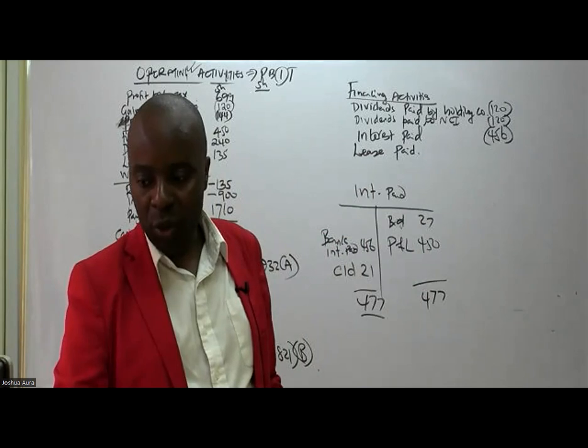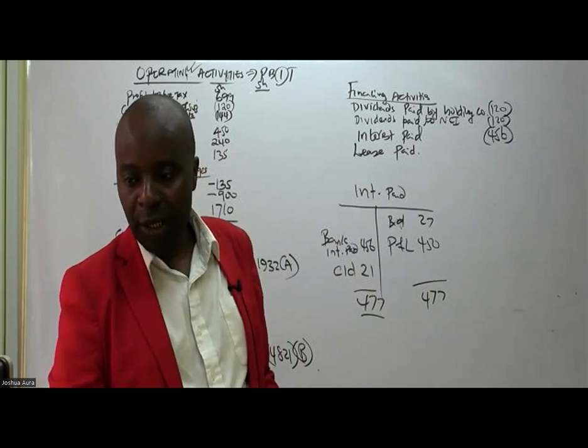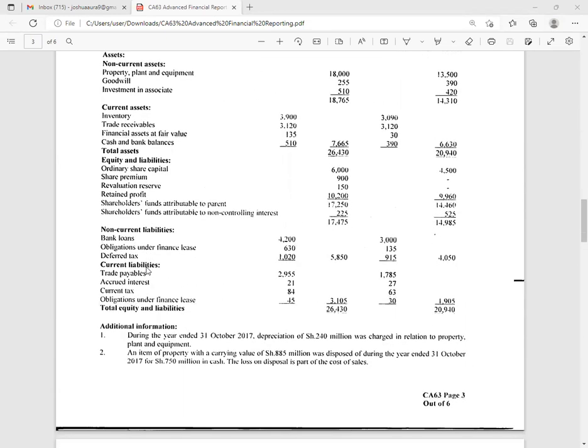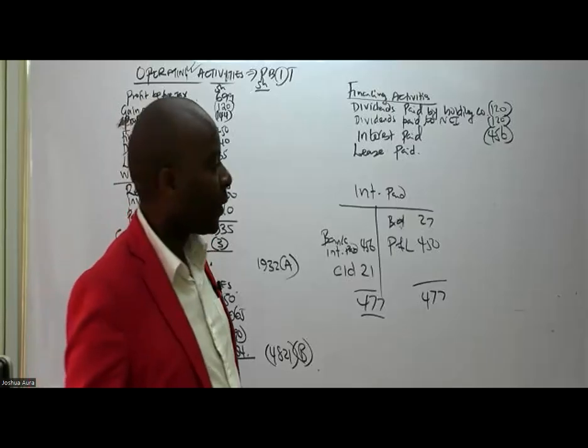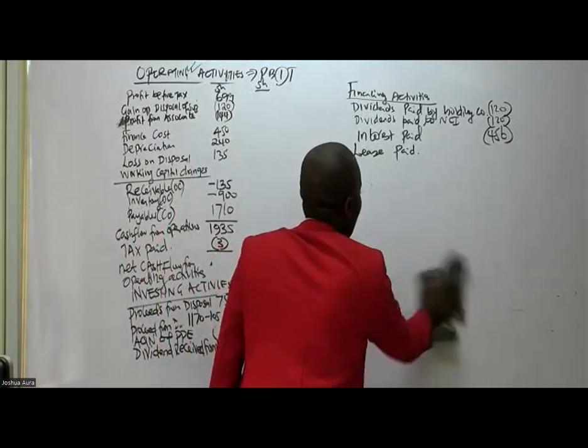So lease paid, what do we have here for lease paid in this question? You can see the lease obligation. I like this lease obligation because I can see there is both non-current and current. No problem, I'll combine them. So lease obligation, I shall combine this.